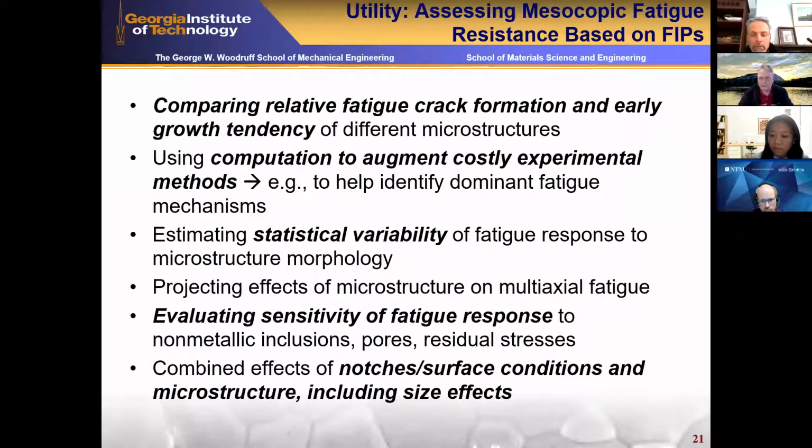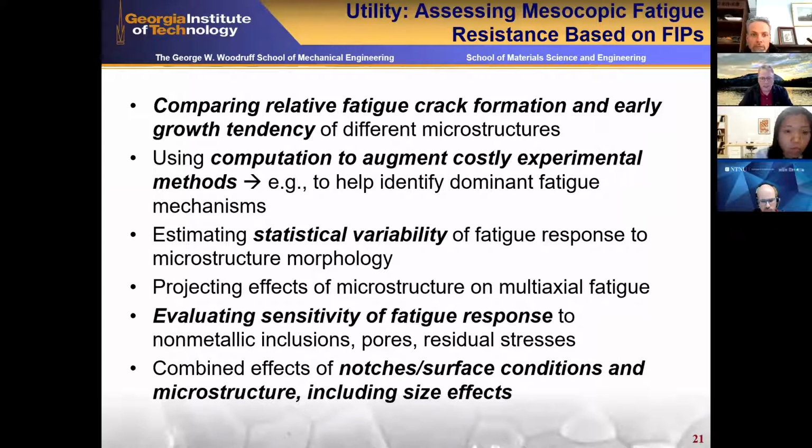We've seen that it can evaluate the sensitivity. It's kind of a rational sensitivity analysis of the fatigue response in terms of effects of inclusions, pores, and residual stresses, all of which, for example, in additive manufacturing are terribly important, but even in subtractive. And then combined effects of notches and surface conditions with microstructure, including size effects. Peterson's equation, for example, is known to have different values of a constant A, which depends on microstructure, and that's what is manifested here.